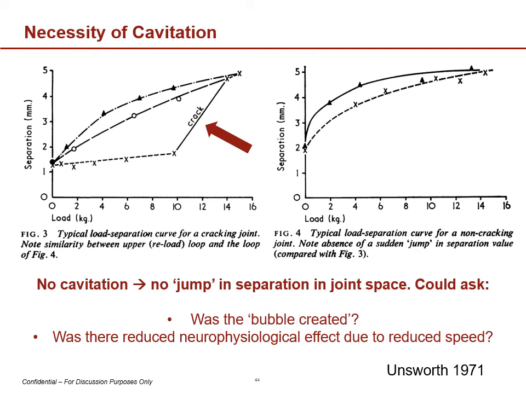On the other side, there was no crack, and we show that there was never a change in separation of joint space. So one could ask, if there was no cavitation, we know there's no separation in joint space. Was the bubble created? And if the bubble wasn't created, or if there wasn't a quick separation in the joint cavity, were there reduced neurophysiologic effects due to the reduced speed? Something to ponder.